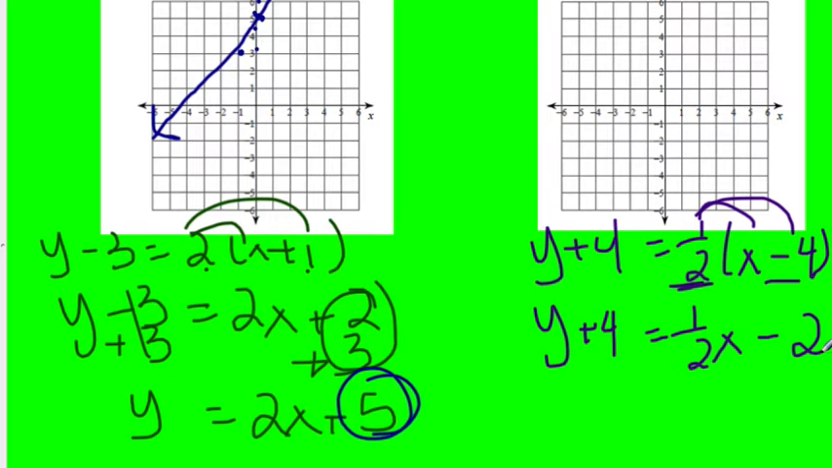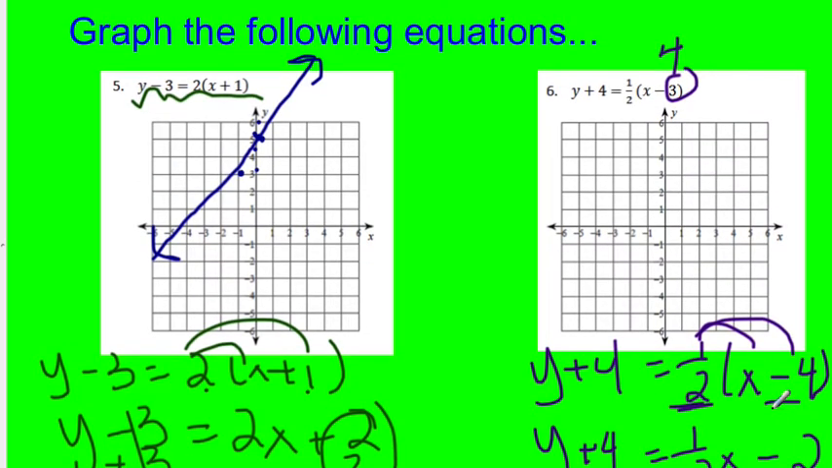Last thing we need to do is solve for y. So I'm going to go ahead and subtract 6 from both sides. And then I get that y is equal to 1/2 x minus 8. So let's go ahead and graph that. Well, we don't have minus 8 on our graph, so we run into a problem.